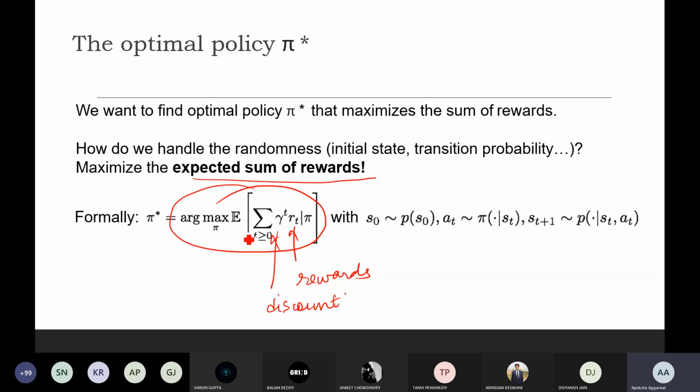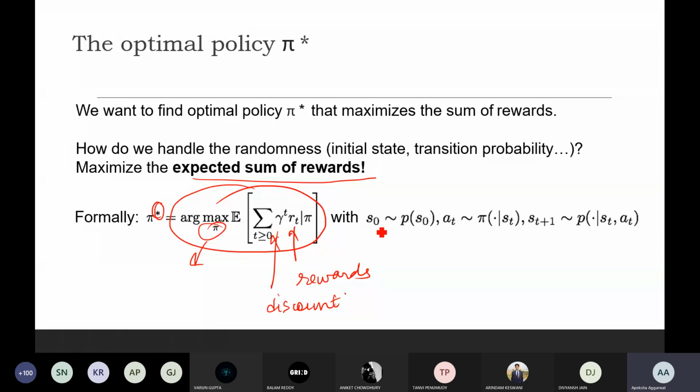Given that I choose this policy pi, I have a set of policies. In simple terms, it's basically the steps I'm choosing. So I want to choose the best policy. Best means optimal. My goal is to maximize the overall reward for the system.